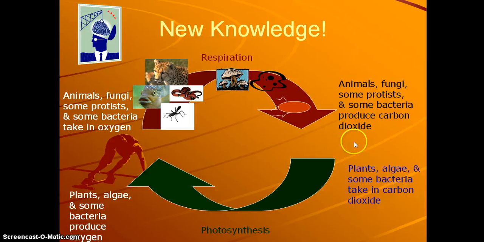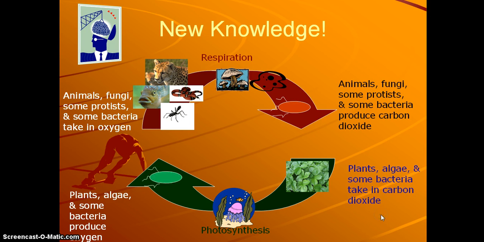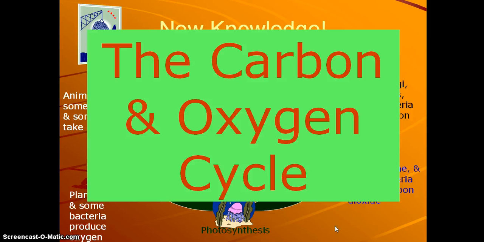Moving along, right? Plants, which we already learned about, algae, so the other types of protists, and the rest of those bacteria, okay, they take in carbon dioxide. So plants, algae, and autotrophic bacteria. And then they give off oxygen in the process of photosynthesis. And then we have that nice cycle that's going on again. And that is called the carbon and oxygen cycle. So that's all part of that larger cycle.